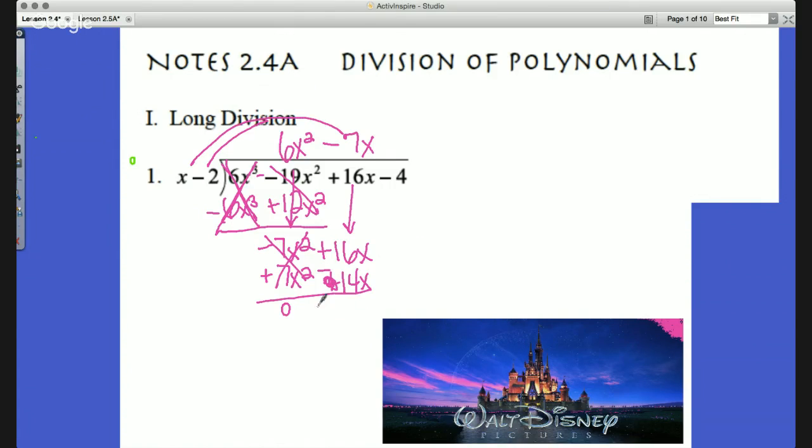16x minus 14x now gets me 2x. Now, as I look at this, the only thing that I have left to bring down is that minus 4, to where then I ask myself, what times x gets me to 2x? Well, there's only one thing, and that's positive 2. If I take that 2 and multiply by x, I get 2x. And if I take that 2 and multiply by negative 2, I get negative 4. I then change the signs like I did last time, cancel, to where my remainder, r, would be 0 there, okay?